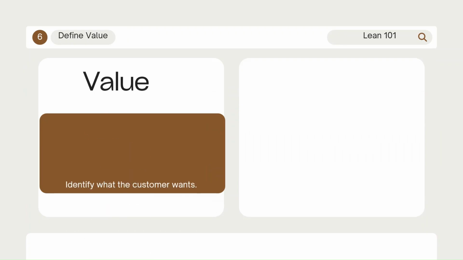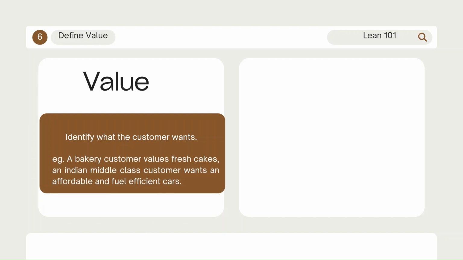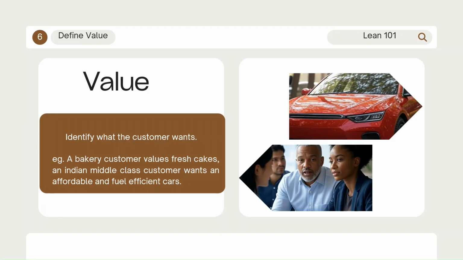So in the next slide, what is value exactly? Value is identifying what the customer wants. So customer wants will be called value. For example, a bakery customer values fresh cakes. An Indian middle class customer wants an affordable and fuel efficient car. So the car example could be the first one, and the customer is very much concerned about the value. The second picture shows that.